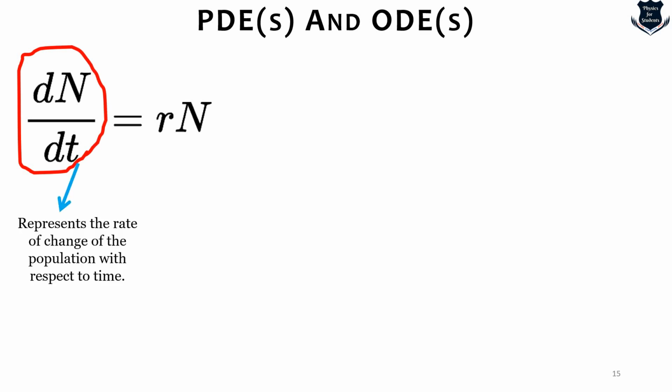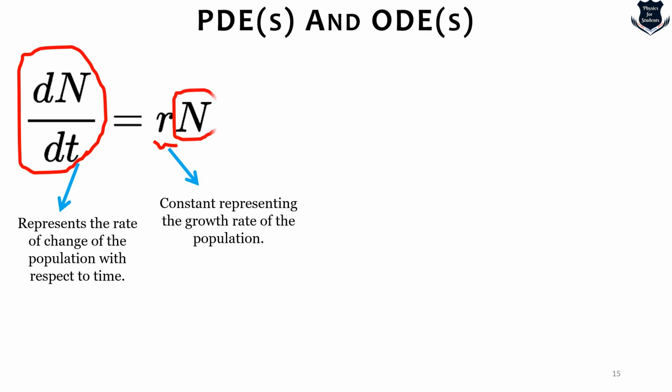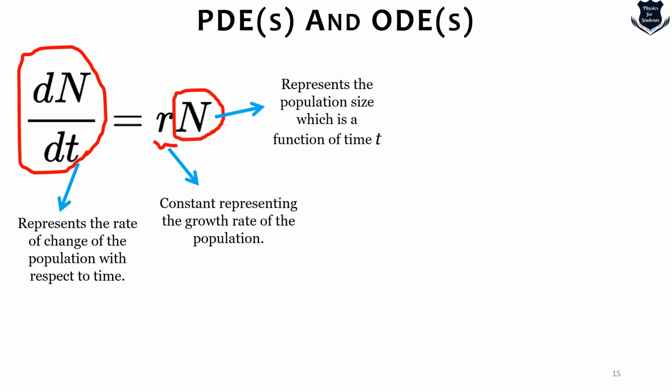I will consider a simple ODE, or ordinary differential equation, which describes the population growth of a single species or something. Here you see in this equation, dN by dt represents the rate of change of the population with respect to time. The r denotes a constant, representing the growth rate of the population, and this capital N represents the population's size. That means it is basically a function of time. So this is what is called an ordinary differential equation.